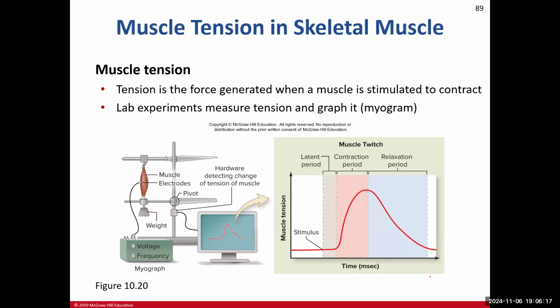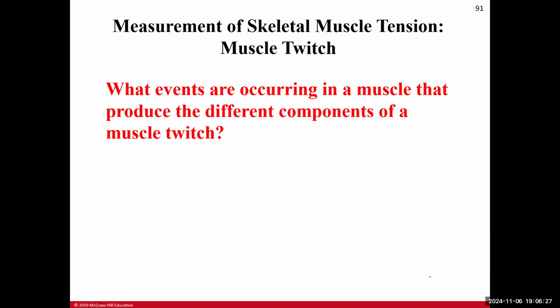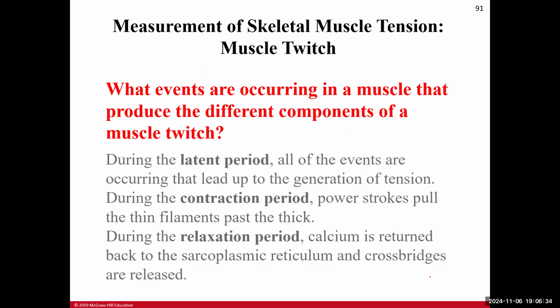And it's longer. But again, you can see the latent period is this brief period of time from when we initiated the stimulus until we get that contraction there. So what events are occurring in a muscle that produce the different components of a muscle twitch? And there you go, those three periods there. The latent period leads up to the actual contraction, when we start to generate force and tension inside of that muscle.